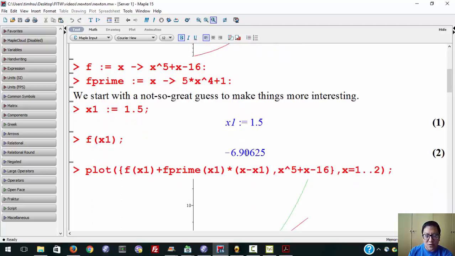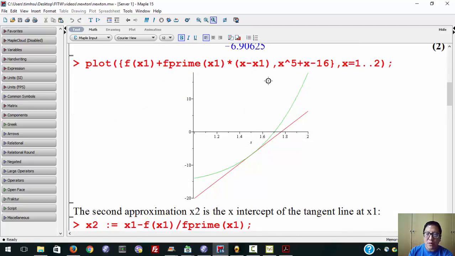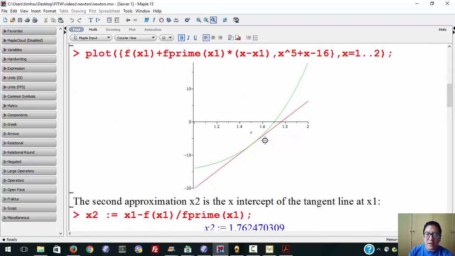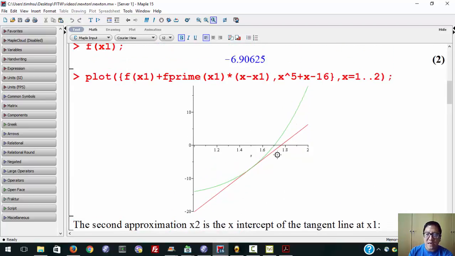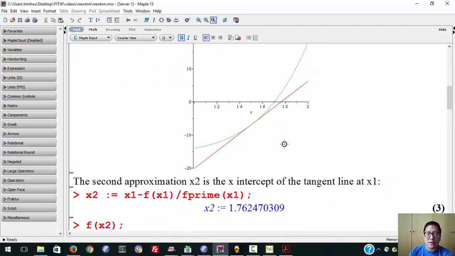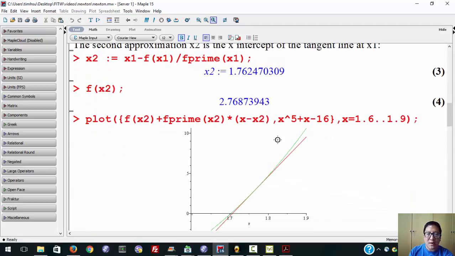So that's not a solution to f of x equals 0, because you plug it into f and you don't get 0. In fact, it seems to be pretty far off. But if you plot the original graph and its tangent line at x equals 1.5, this is what you get. And so the second approximation, x2, is this point over here, the x-intercept of the tangent line at x equals x1. All right, so here's our new guess, x2, and remember, it's using the same formula, x2 equals x1 minus f of x1 over f prime of x1. And so we get x2 equals, that looks better, 1.7 something.